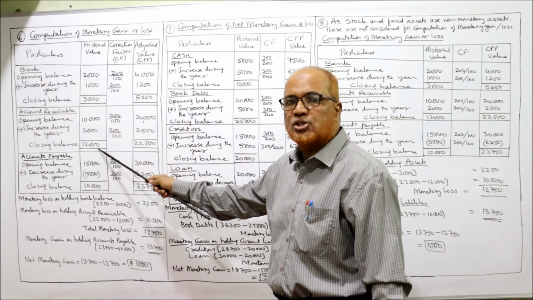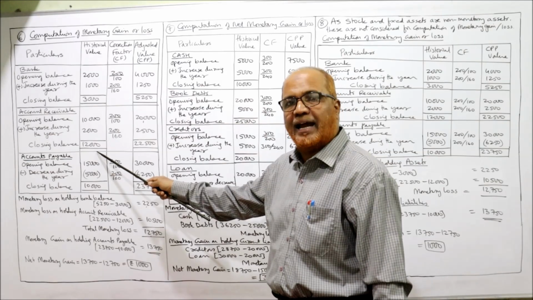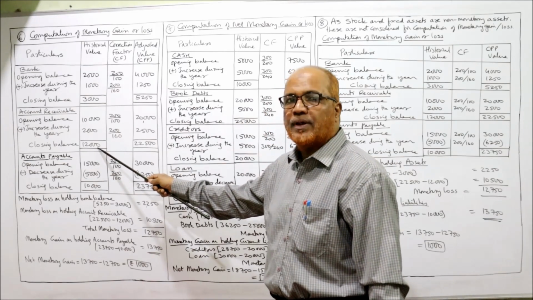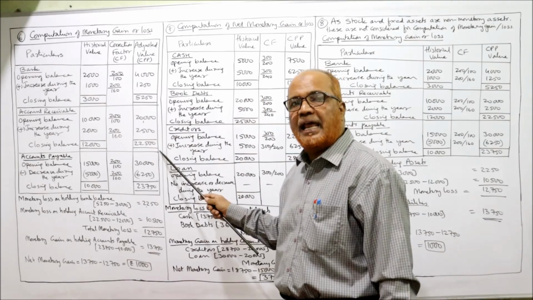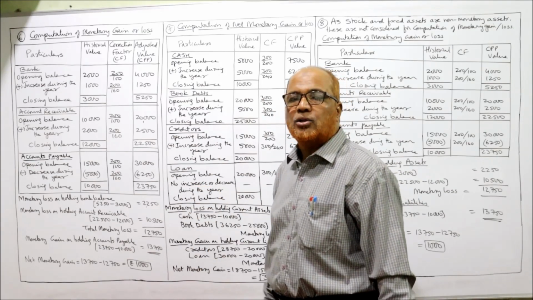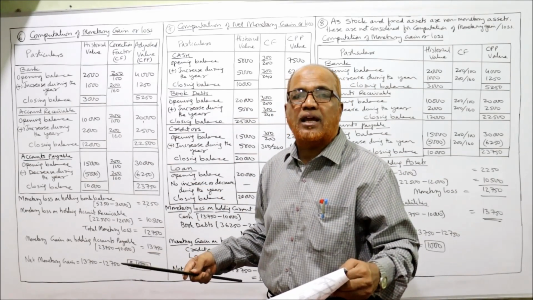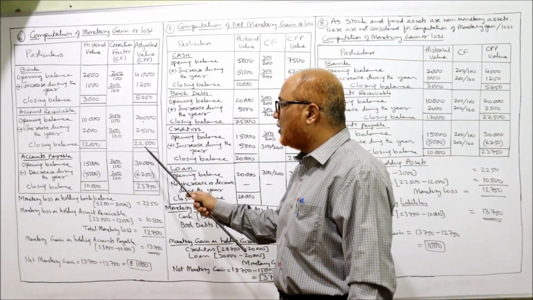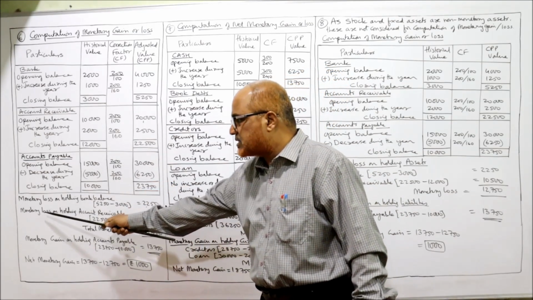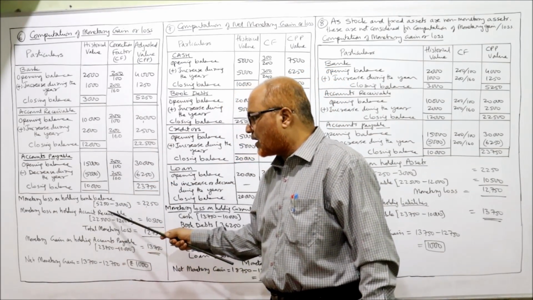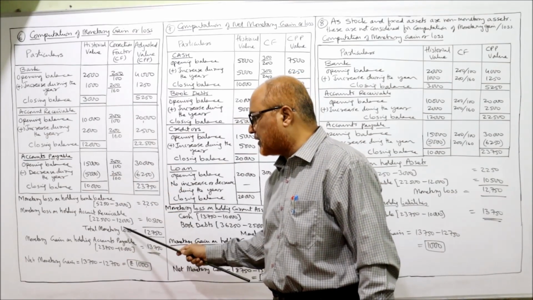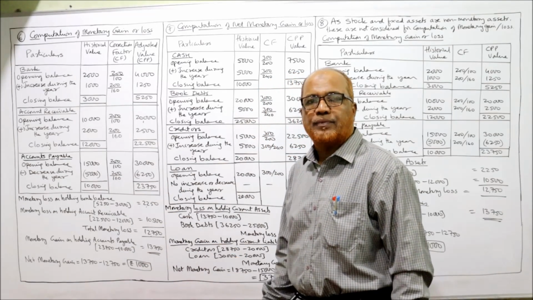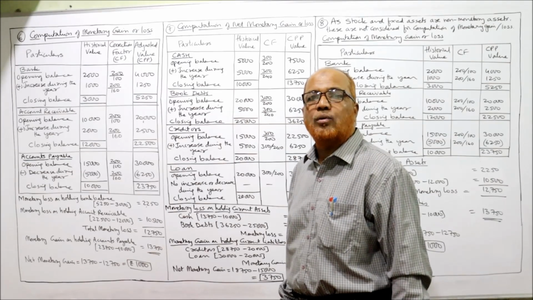This is the closing balance, historical value of account receivable at the end of the year, 12,000, and CPP value of account receivable at the end of the year, 22,500. So how much loss are we incurring by holding account receivable? 22,500 minus 12,000. You can see here, monetary loss on holding account receivable, 22,500 minus 12,000, is 10,500. This is the loss on holding account receivable.